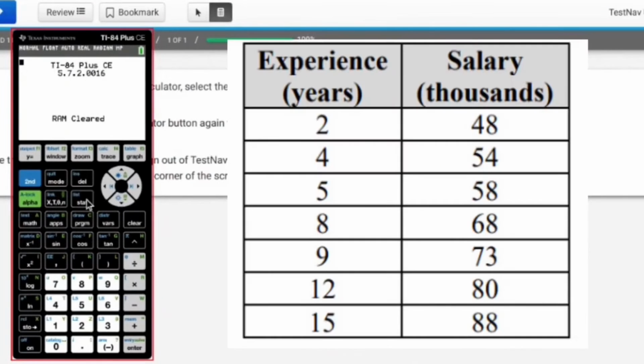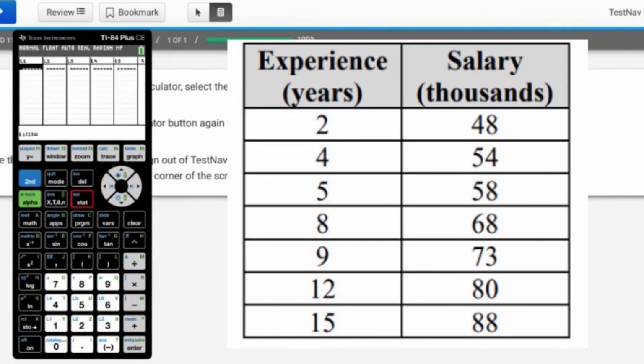All right, so let's type some of these numbers in. Stat, edit. Now, rather than counting, if you're already noticing, I really can't do the "let's count and see how far apart these guys are", because these numbers are not equal length input value intervals. So forget what I said back there like 30 seconds ago. 2, 4, 5, 8, 9, 12, 15, and then we got 48, 54, 58, 68, 73, 80, 88. All right, no mistakes at all.